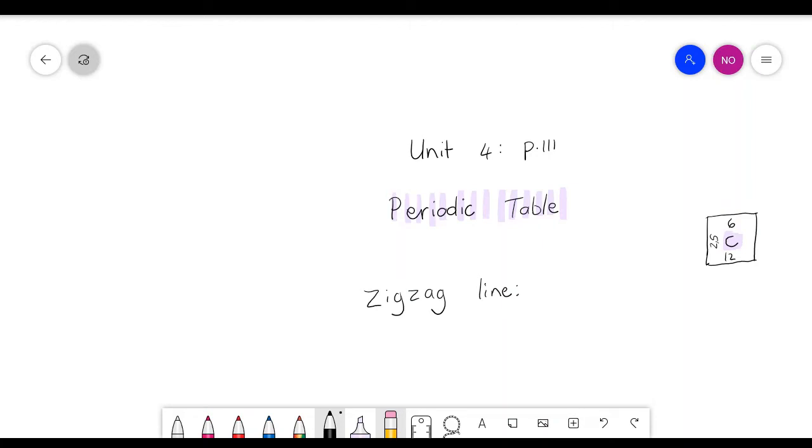Okay? So you guys have to know that the zigzag line is where we separate the metals from the non-metals, and on that border where it's transitioning from metals to non-metals, you can find the metalloids. Not all of them that's on the border is a metalloid. For instance, do you see aluminium is next to the zigzag line? Aluminium is definitely not a metalloid. It is a metal.